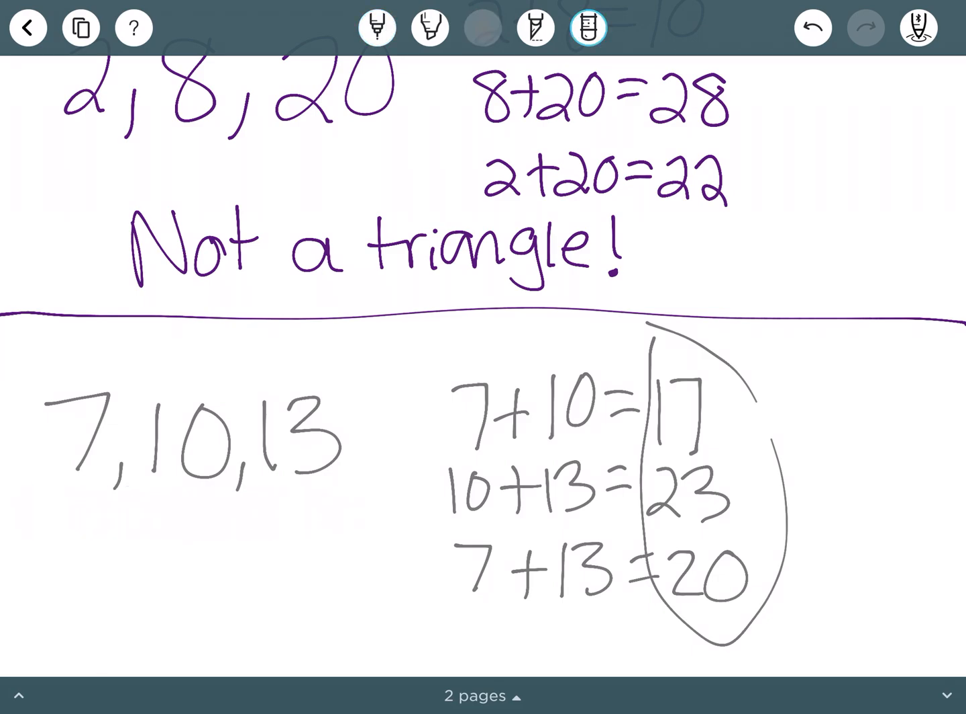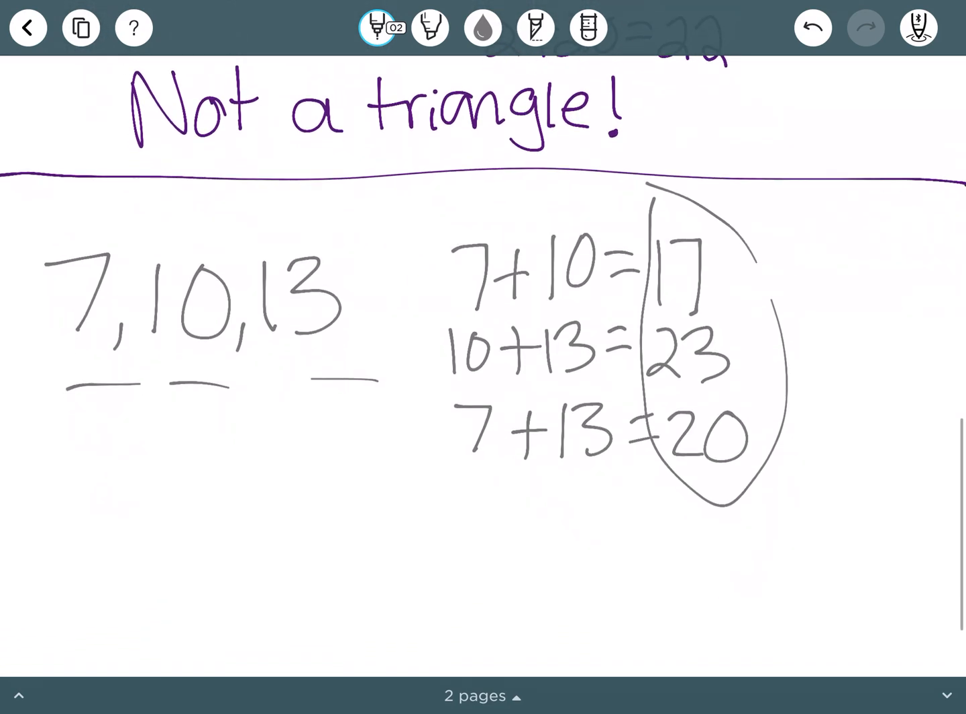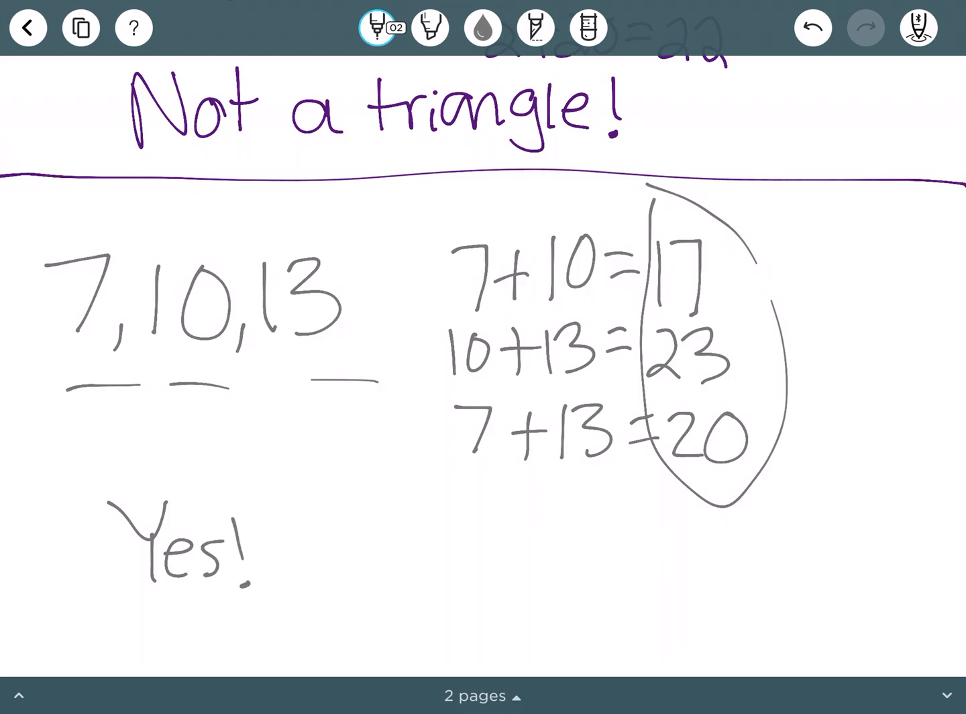And then finally, my 7 plus 13, it equals 20. Now, do I have any sides that are greater than 20? I do not. So this one does work. These three sides do form a triangle. So we could say, yes, this is a resounding yes. It makes a triangle.